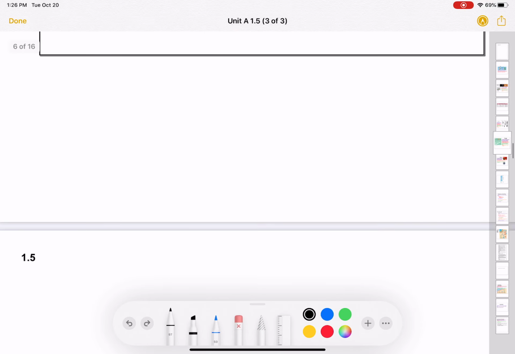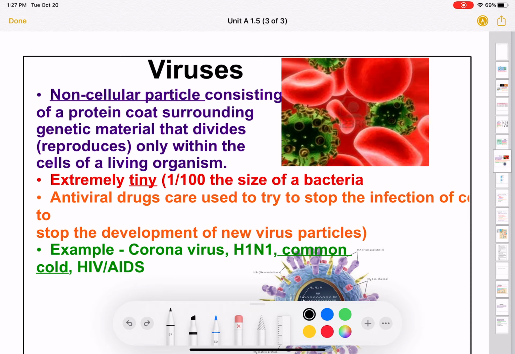Viruses, these are our last one here. They're non-cellular particles consisting of a protein coat surrounding their genetic material, and they divide only within a cell of a living thing. They're extremely tiny, about 1/100th of the size of a bacteria. Antiviral drugs are used to try to stop the infection and stop the development of new virus particles.